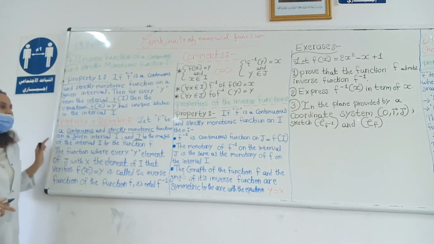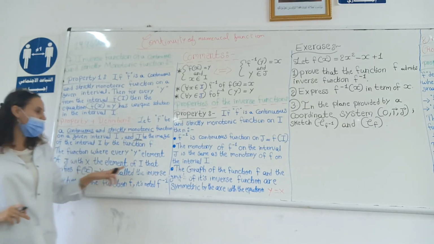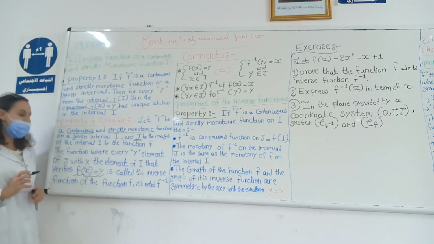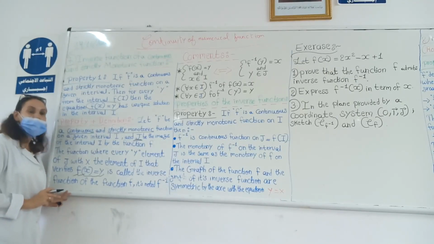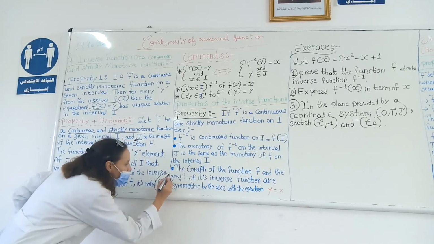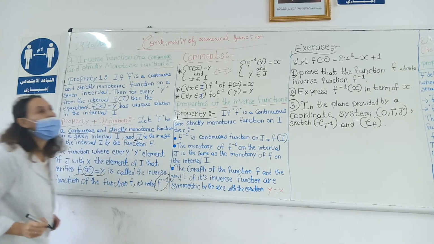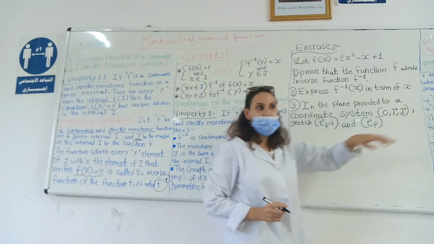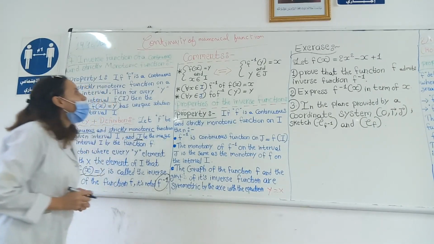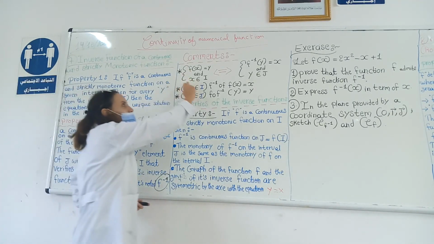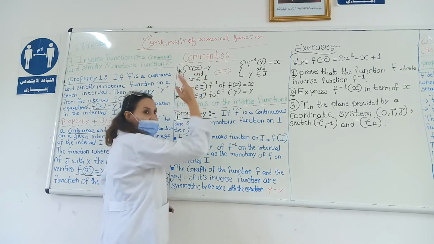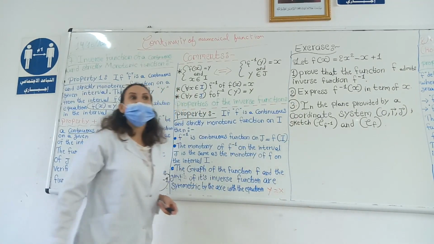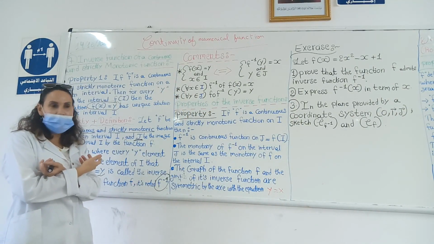The function which associates to every y, element of G, the x, element of A, that verifies f(x) equal y, is called the inverse function of the function f and is denoted f minus one. So always the equation is expressed as f minus 1 of x in terms of x. Comment: if we have f(x) equal y and x belongs to A, then f minus 1 of y equals x, and y belongs to G.